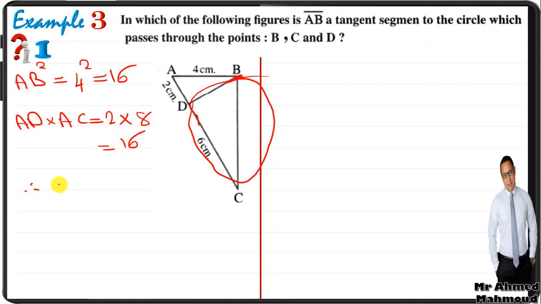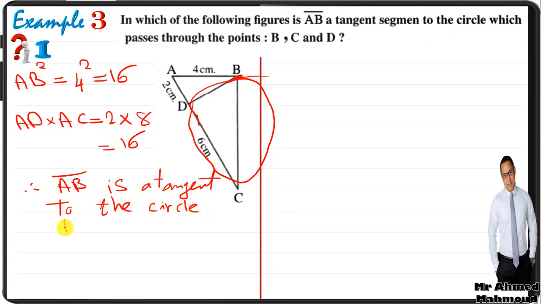Therefore, AB is a tangent to the circle that passes through B, C, and D.